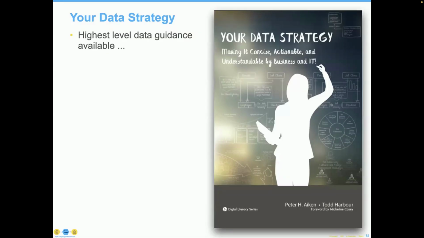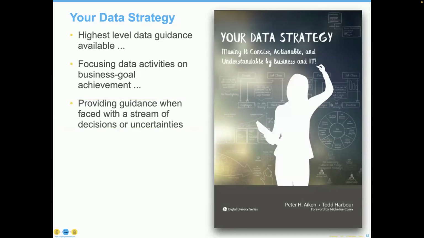So let's take a look at data strategy, which is really the highest level of data guidance that's available. It means that we're going to focus the data activities on business goal achievement. Similarly, governance and architecture can be focused on business goal achievement. Start drawing some Venn diagrams, see what falls into these various categories and what the overlaps are. Once again, you're trying to provide guidance when faced with a stream of decisions or uncertainty. So it's not, oh my gosh, something happened that wasn't the plan and we need to go consult it. It's how you operate day in and day out, working back and forth on these.